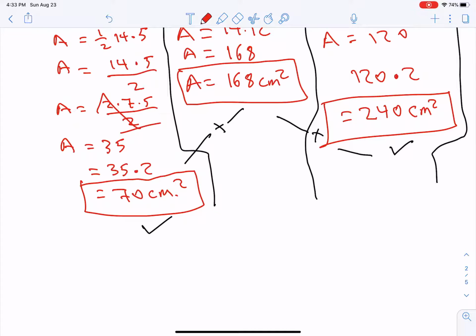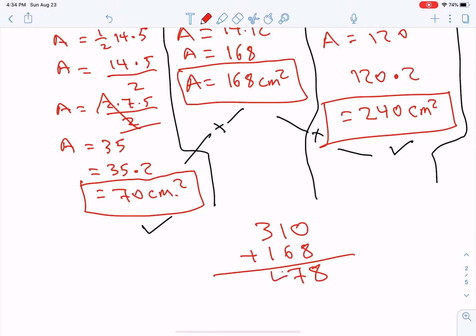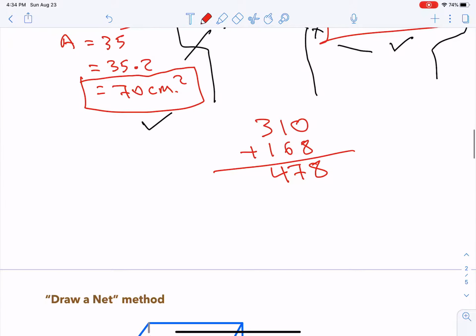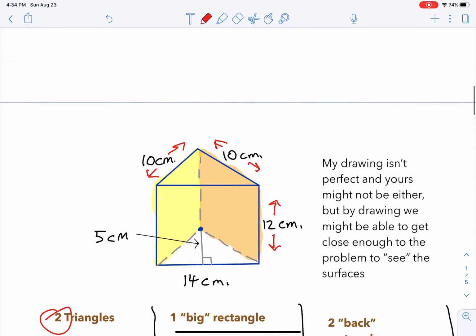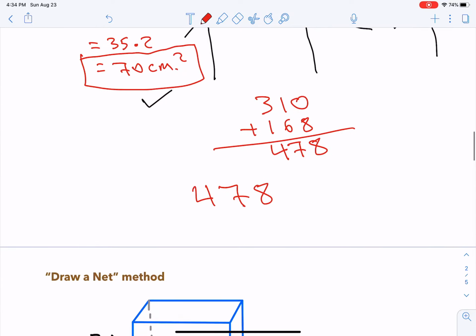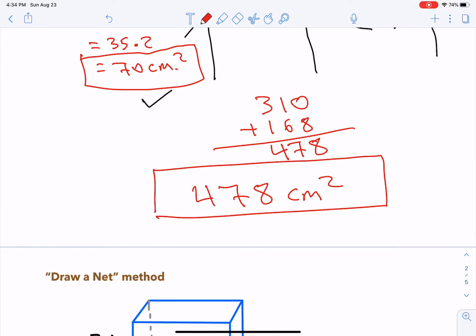So 240 and 70 is 310. And we're going to add 168. Yeah, and we get 8, 7, and 4. And our answer is 478. What is it again? Centimeters. And it's area. Remember, we're just adding up areas here. Centimeters squared. All right.